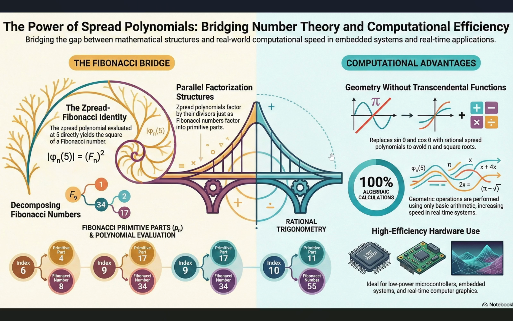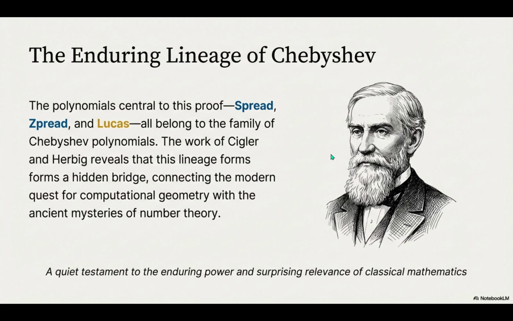Maybe one last thought for you to mull over. What is the geometric meaning of that number 5? The one number you plug in that unlocks the whole thing. It turns out 5 is deeply connected to the golden ratio, which suggests the entire structure of the golden ratio is somehow fundamentally baked into the very geometry of spreads.